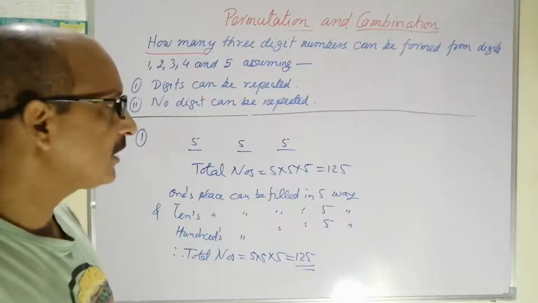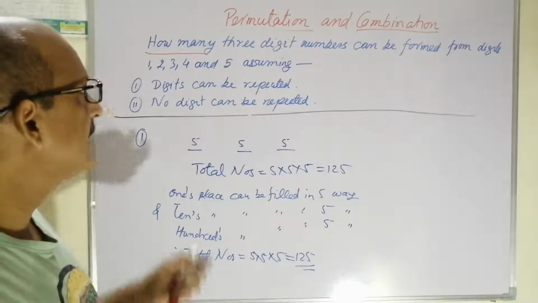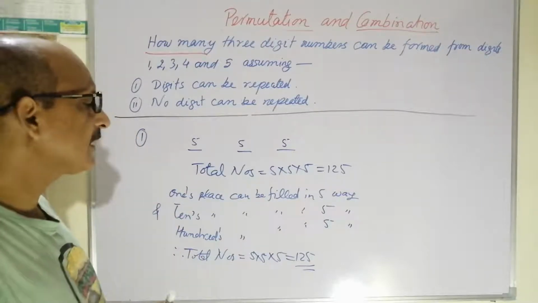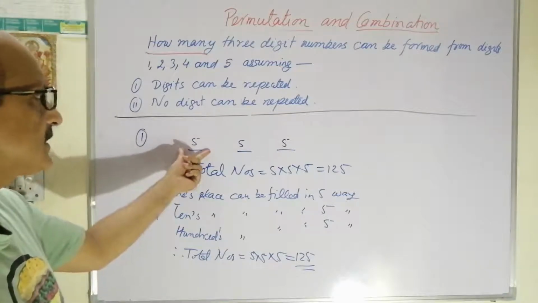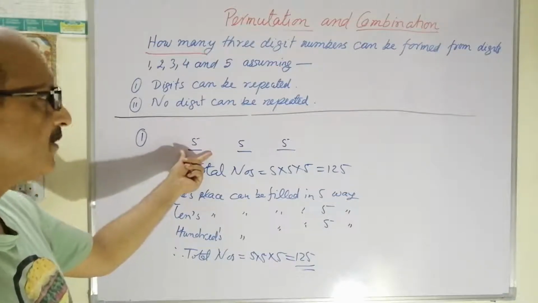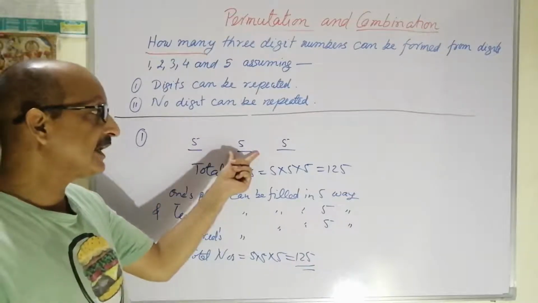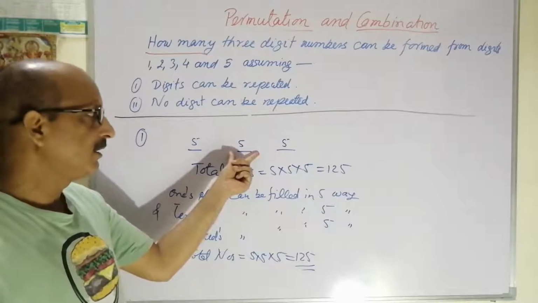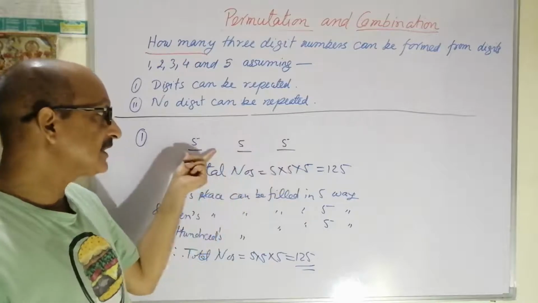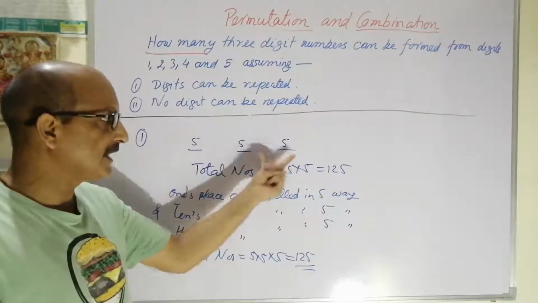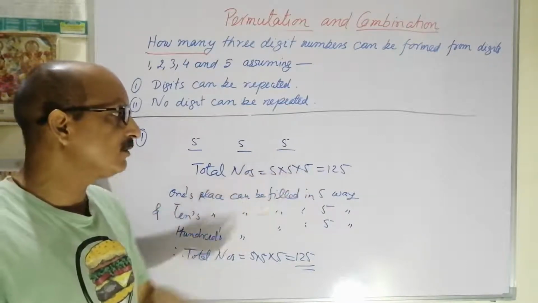Total numbers will be got by mutually exchanging them, and on permutation of any digits we can get 125 numbers, because the first place can be filled in 5 ways. Here 1 can be kept, or 2, or 3, or 4, or 5. Same for here also, 1 or 2 or 3 or 4 or 5. So 5 ways here, 5 ways here, and 5 ways here. So the principle of multiplication is to be applied, and the total numbers will be 5 into 5 into 5.